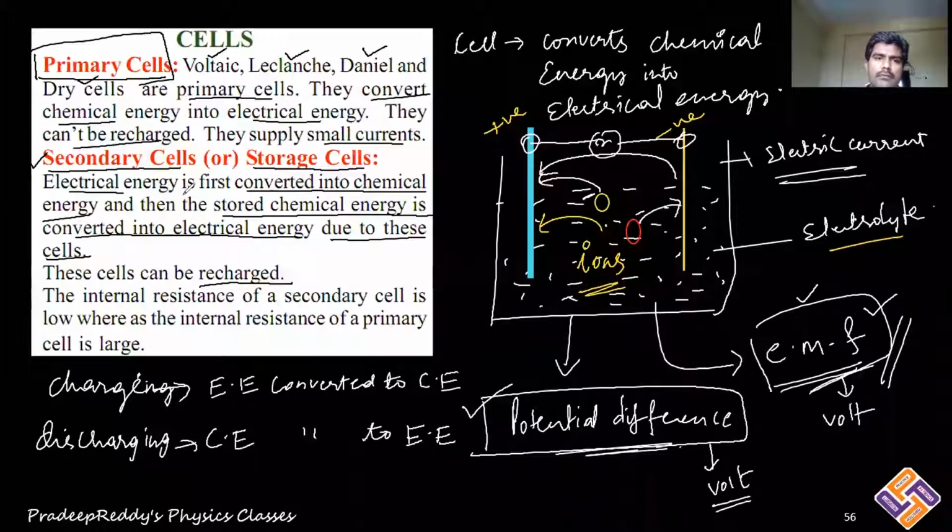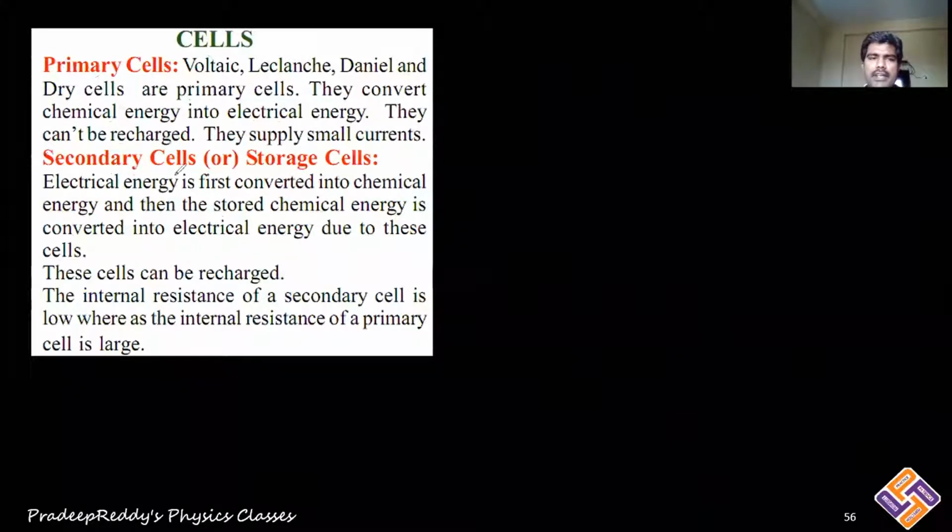We use both primary cells and secondary cells in our daily life. Primary cells cannot be recharged. Secondary cells can be recharged. When we are charging, they convert electrical energy into chemical energy first. They store chemical energy, and after that we will be discharging it. We will be using that particular cell. During that time, chemical energy gets converted into electrical energy, right?